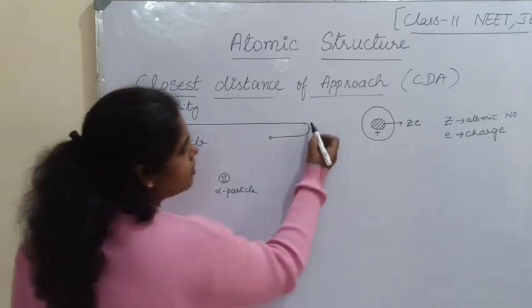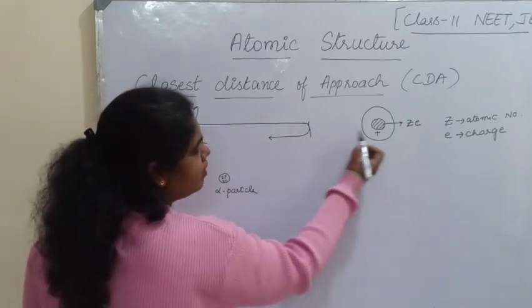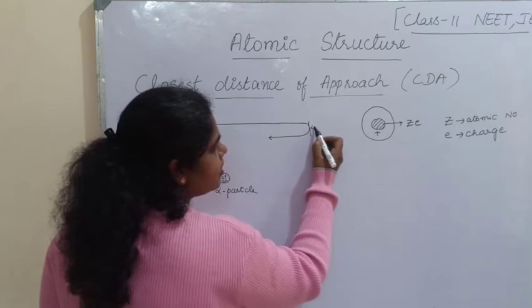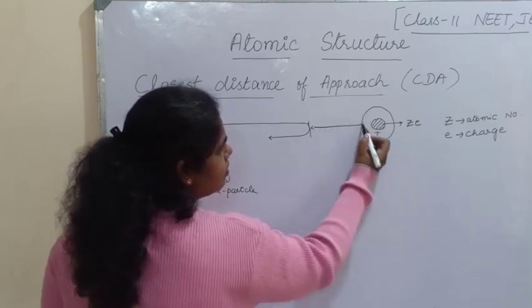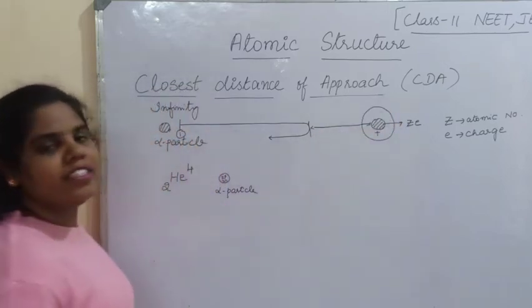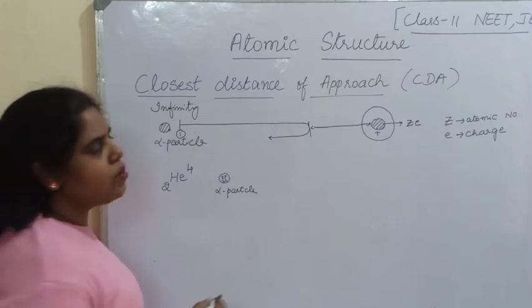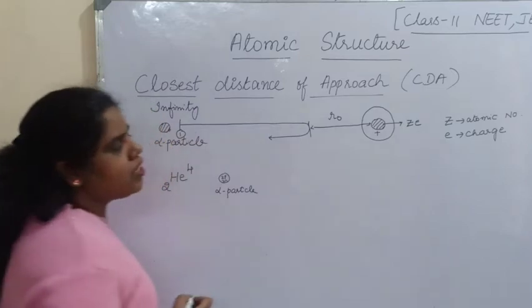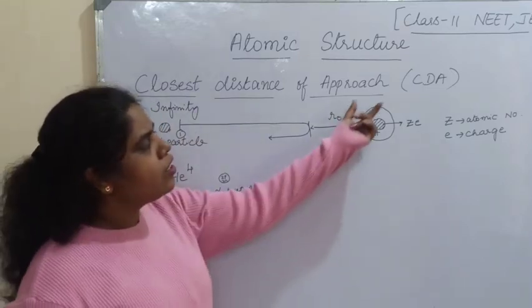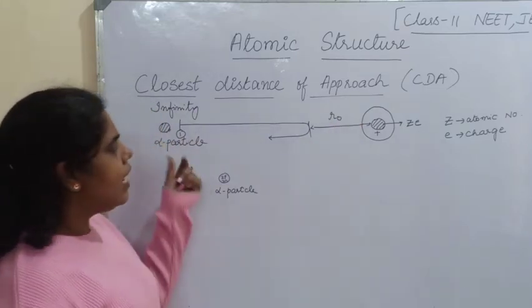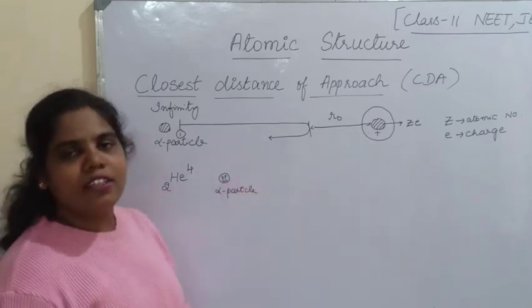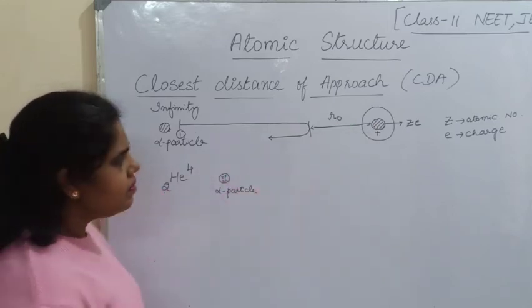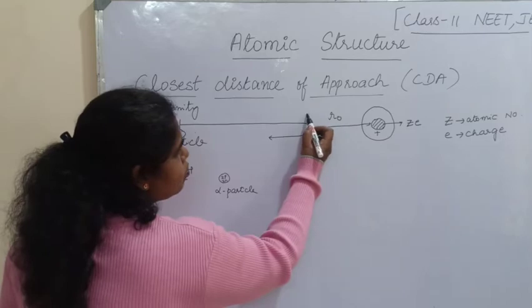So this distance from this point to the nucleus, we call CDA, the closest distance of approach. Let us take this as R0. What is R0? R0 is the closest distance of approach of the alpha particle towards the nucleus of the atom. Let us take this as position 2.